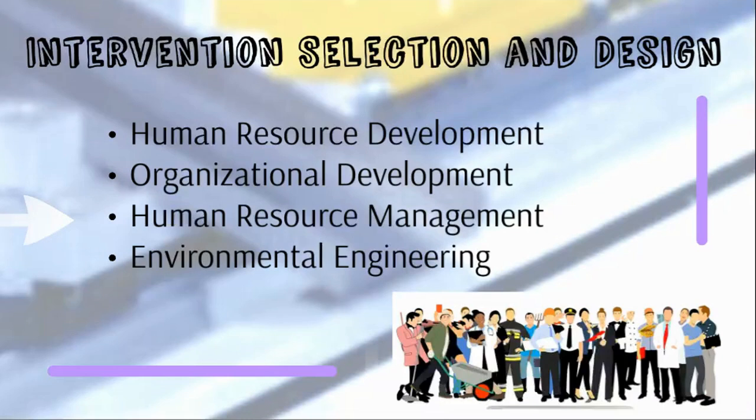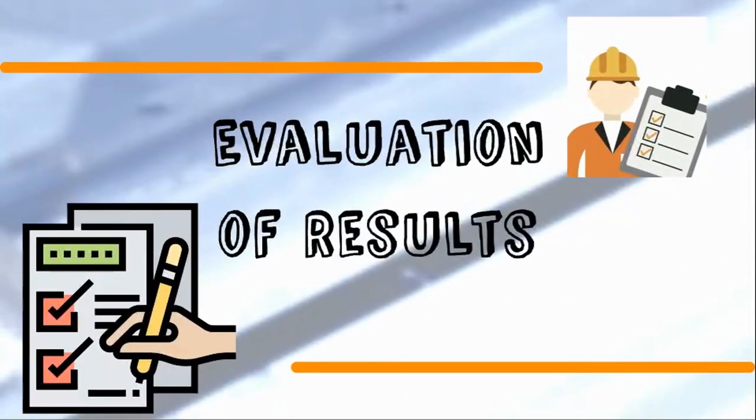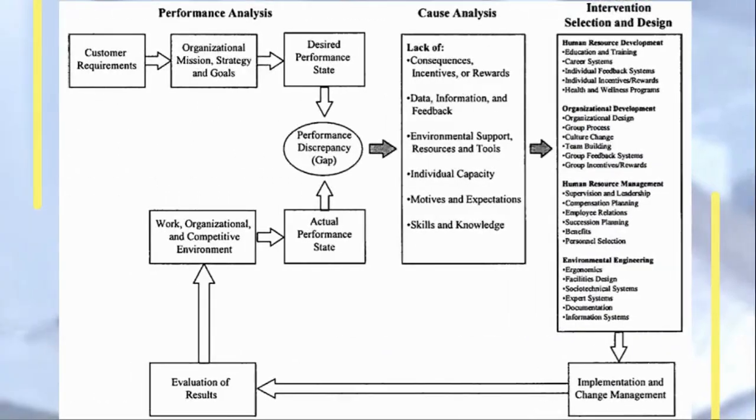Possible interventions vary depending on whether the cause is due to human resource development, organizational development, human resource management, or environmental engineering. What I'm about to say is important. Education or training is not always the best solution. Some examples of non-educational interventions include feedback systems, team building, employee relations, and facilities design. After implementing the intervention, the results are evaluated, and the cycle begins again.